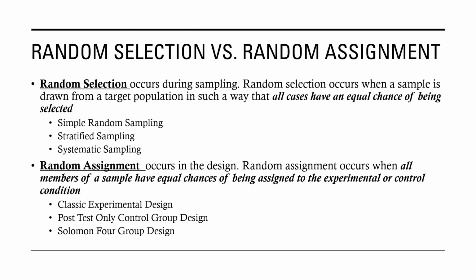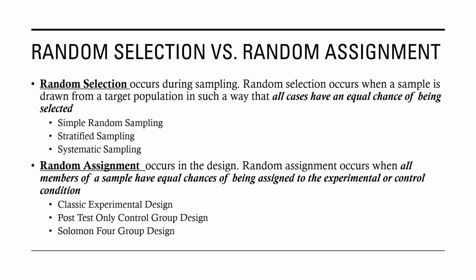Now, as we talk about experimental designs and their use of random assignment, it's easy to get confused about the differences between this random assignment and what we talked about in relation to sampling, which is random selection. So let me take just a moment to highlight the differences between these two types of randomization. Random selection occurs during sampling. Random selection occurs when a sample is drawn from a target population in such a way that all cases have an equal chance of being selected.